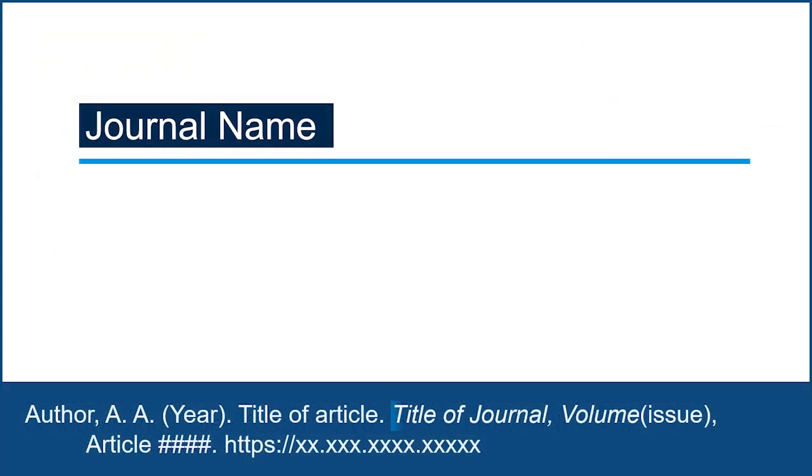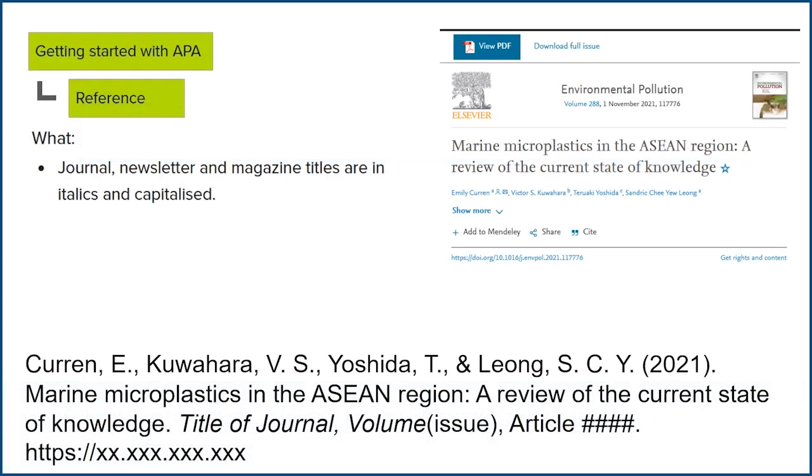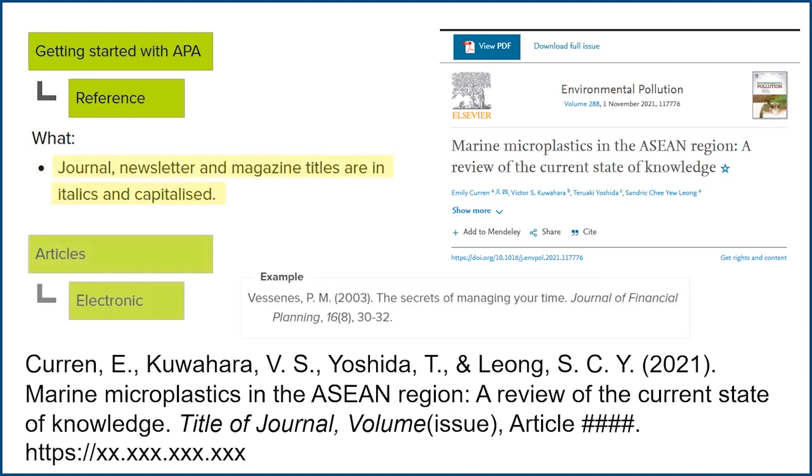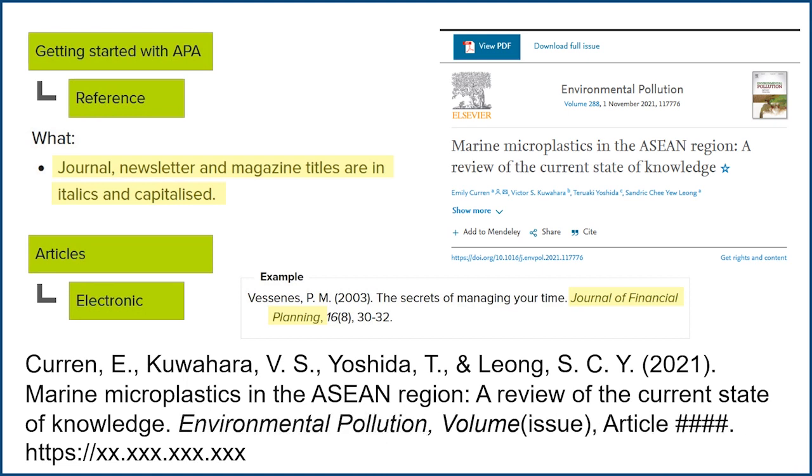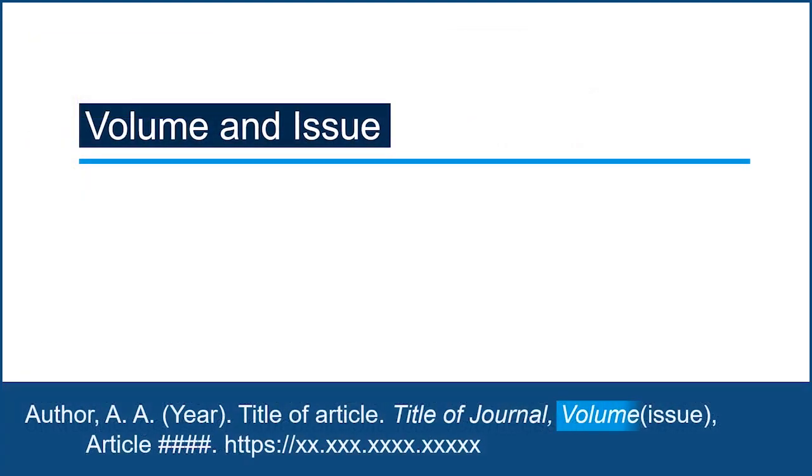Now we write in the name of the journal. Back in the general rules, we are told that journal titles are capitalized and in italics. We can see another example of an electronic article using this rule. So the title of the journal, Environmental Pollution, goes in, capitalized, in italics. Next is the volume and issue number.